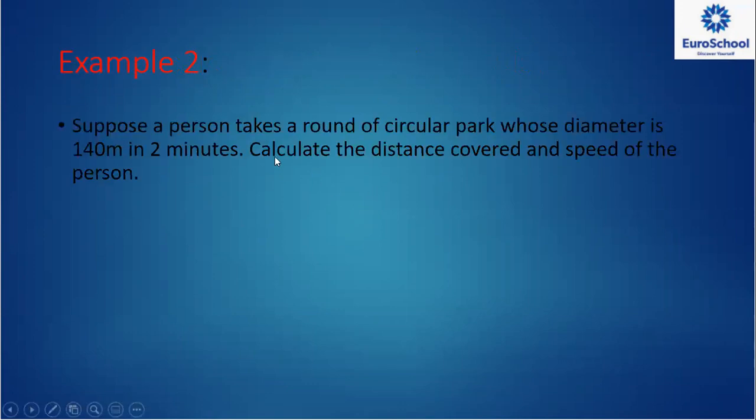Yes, now we'll solve this numerical. Suppose a person takes a round of a circular path whose diameter is 140 meters in 2 minutes. Now the time in which he is covering the circle is given, which is 2 minutes. Calculate the distance covered and the speed of the person. So we have to calculate the distance covered and also the speed of the person. Let's see how to calculate this.